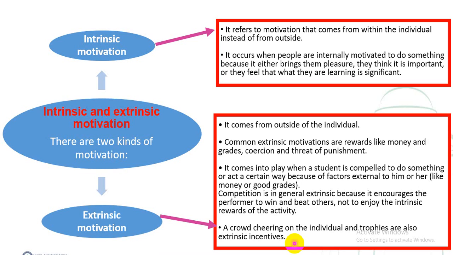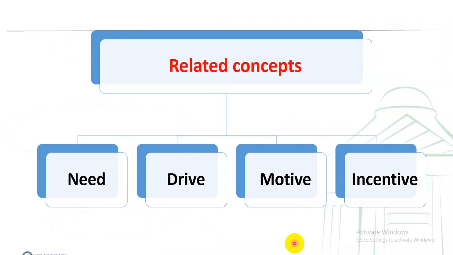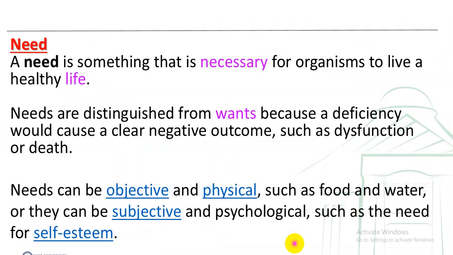This is the difference between intrinsic and extrinsic motivation, and between being internally or externally motivated. Now, what about the related concepts? What is the difference between them? We have need, drive, motive, and incentive. If we define need, it is something that is necessary for an organism to live a healthy life.